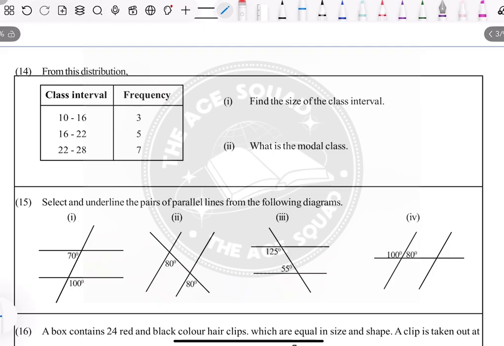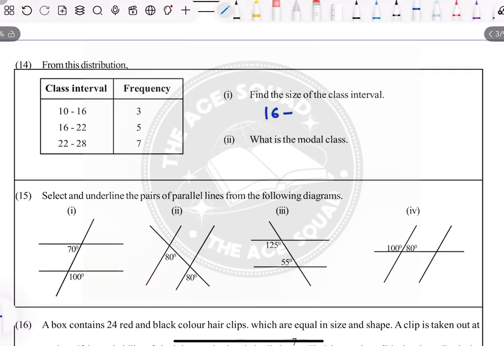Moving on. From this distribution, Roman number 1, find the size of the class interval. So to find the size of the class interval, what must you do? You must subtract the lower limit from the upper limit for any class interval. So let's just choose the first one. That's going to be 16 minus 10, which is 6. You can just double check by checking for another class. So just let's choose the last one. 28 minus 22. That is also 6.